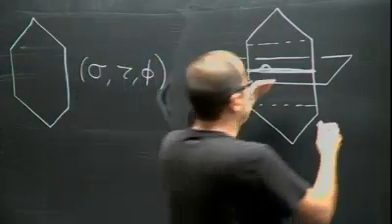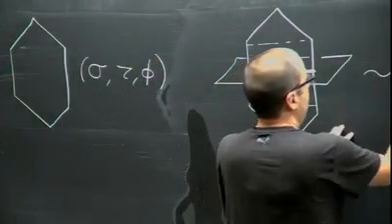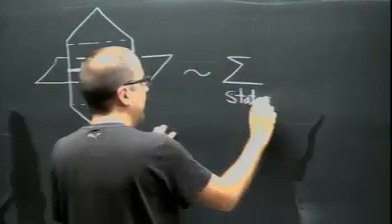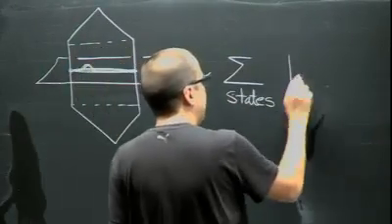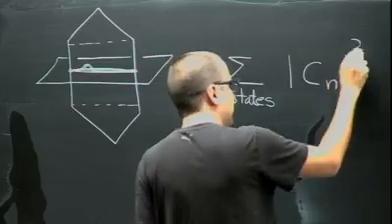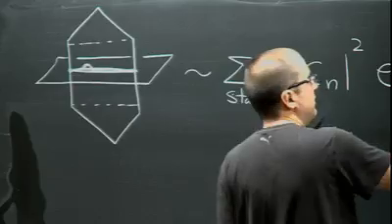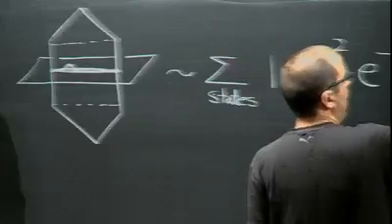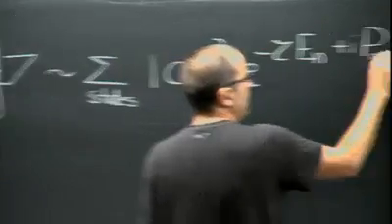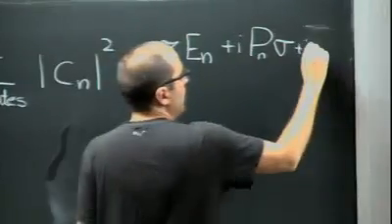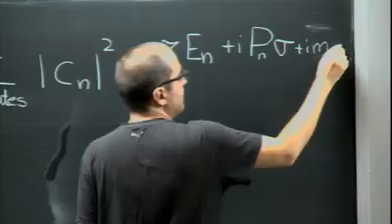So this Wilson loop will be given by a sum over all possible states that can flow when I cut it into 2. Some probability amplitude for creating them, and then there would be e to the minus tau times the energy of these states plus i momentum of these states times sigma plus i angular momentum of these states times phi.